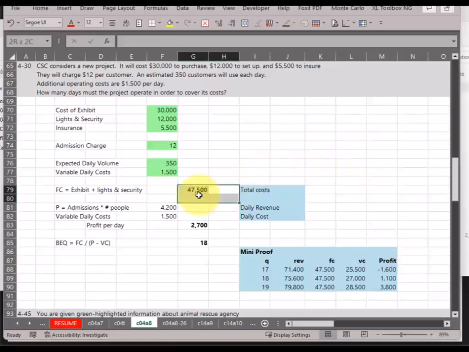So we know where our fixed costs are, right there. We know what our contribution margin is, right there. So we just divide that by that, and we get 18. In other words, we need at least 18 days to break even on this.